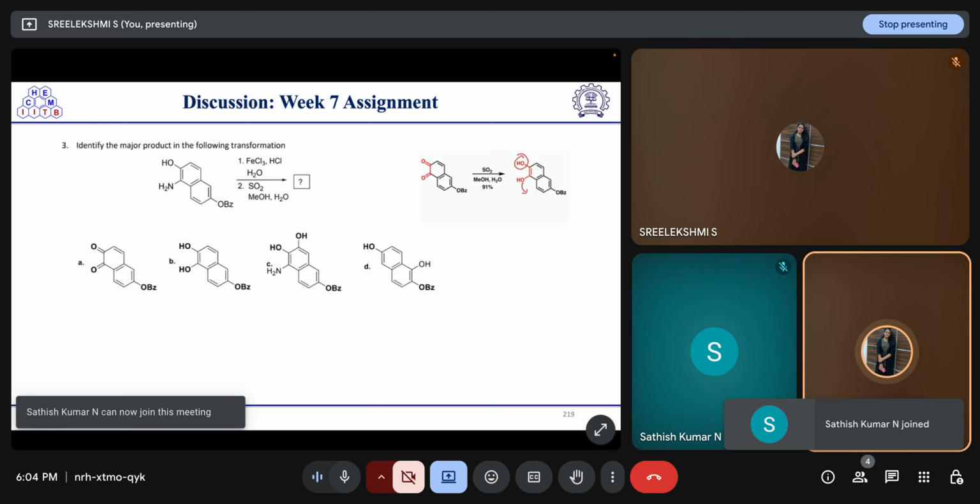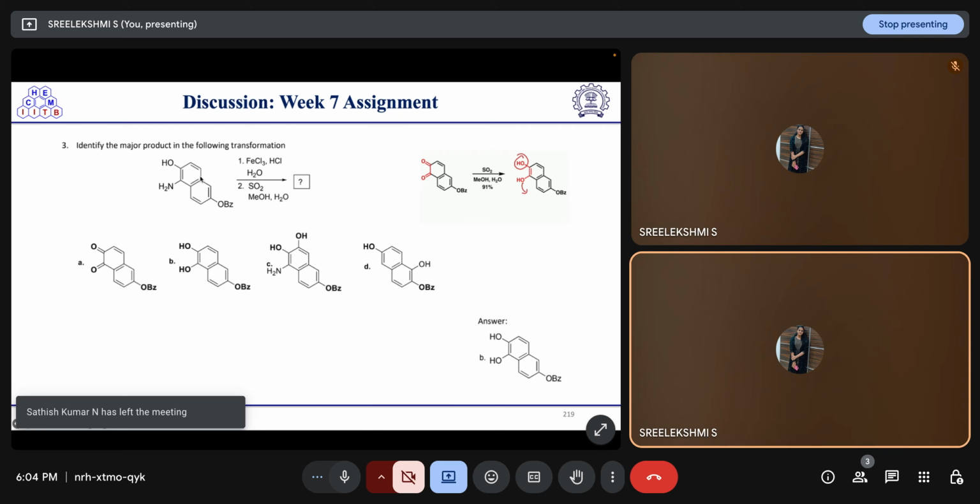So here, what is happening? Firstly, this compound will get converted into this. The correct answer is option B. This is a kind of substitution reaction. Firstly, this alcohol will be converted into this one in the presence of FeCl3 and HCl. Then, in the presence of SO2, this will be converted into this diol kind of derivative, like a phenolic compound.